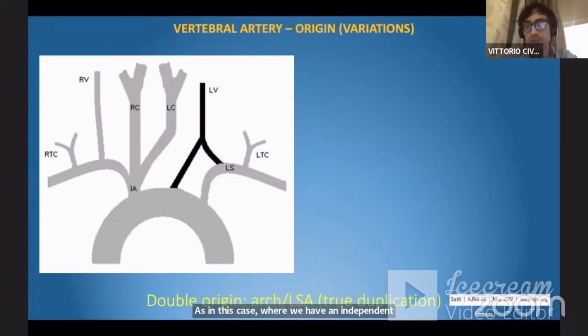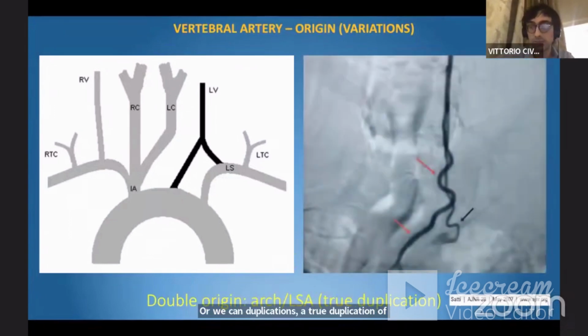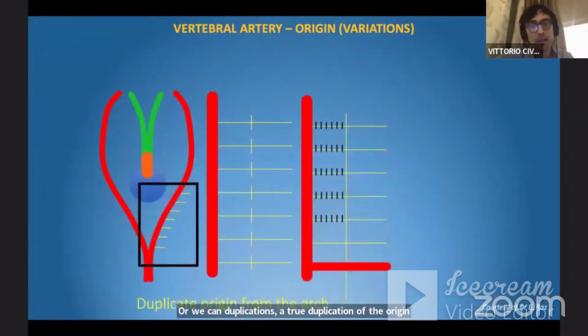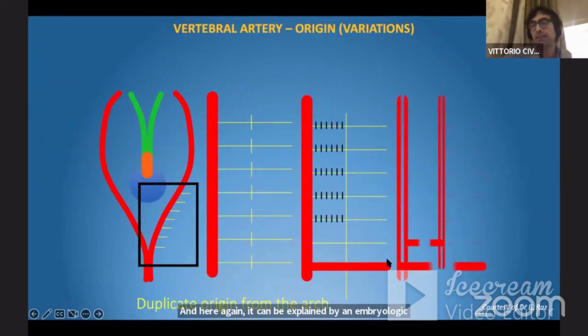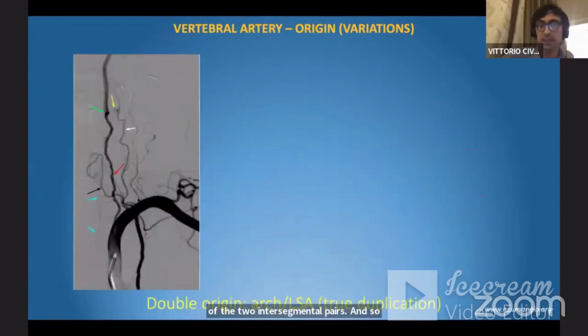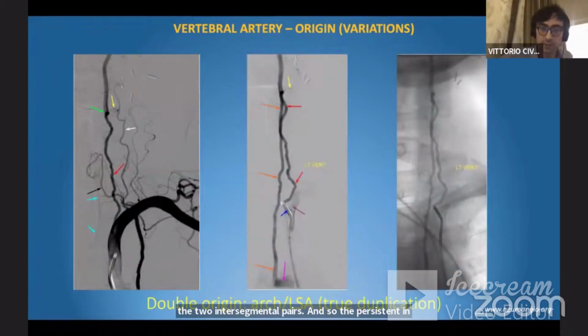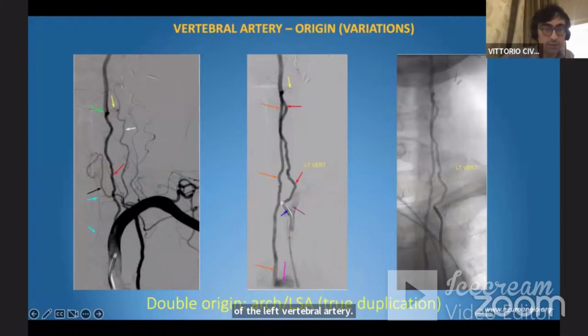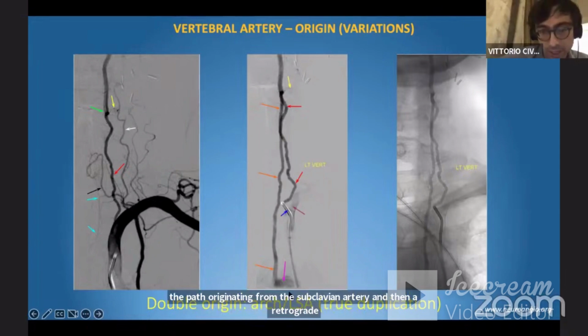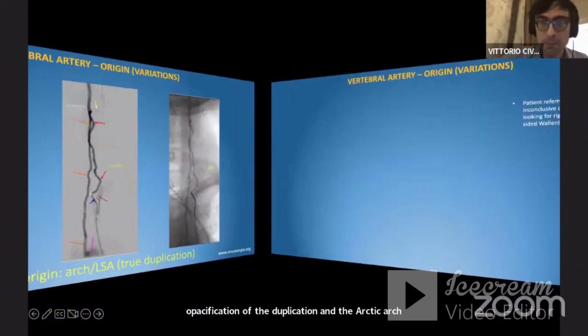Or we can have duplications, a tree duplication of the origin of the vertebral artery, as in this case. And here again, it can be explained from an embryological point of view by a lack of regression of the two intersegmental pairs, and so they persist in adult life. Or this is another case of a true duplication of the origin of the left vertebral artery. So it's an injection from the part originating from the subclavian artery, and then a retrograde opacification of the duplication and the aortic arch below.